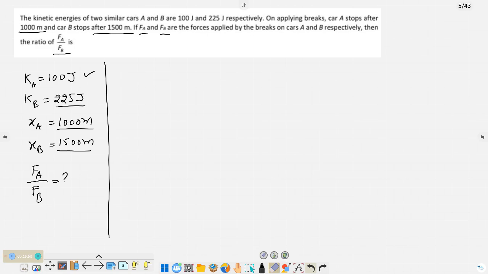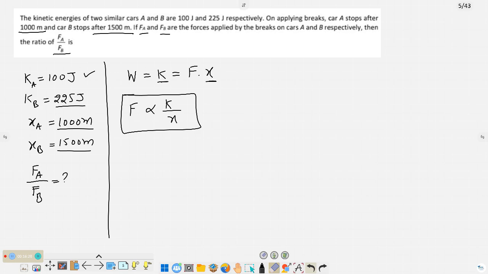First, you have to know that kinetic energy is nothing but work done. Work done is always stored in the form of kinetic energy. We can write this work as force into displacement, because the question gives kinetic energy and asks about force and x. The mass is similar, that's why we are finding the relation here. So K is proportional to force and displacement. They are asking us to find the force, so force is proportional to K by X. If we take the ratio of these two directly, FA by FB is equal to KA by KB into the distance traveled by B by the distance traveled by A, because it is inversely proportional.